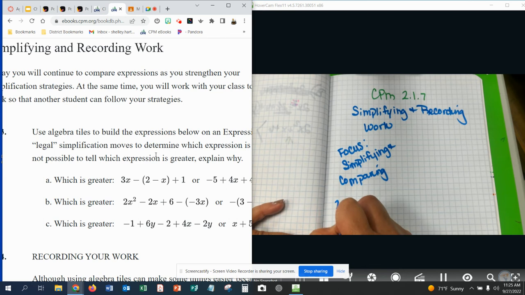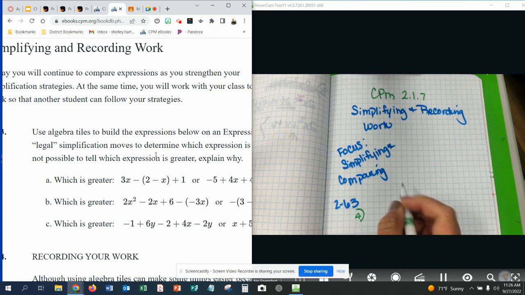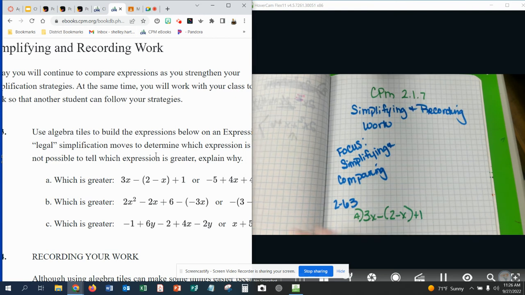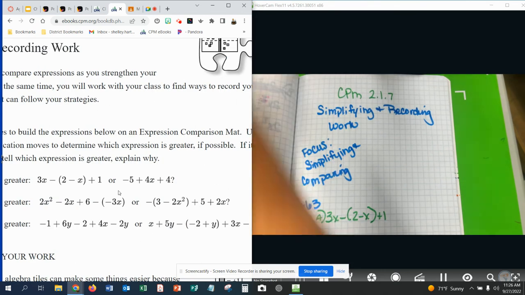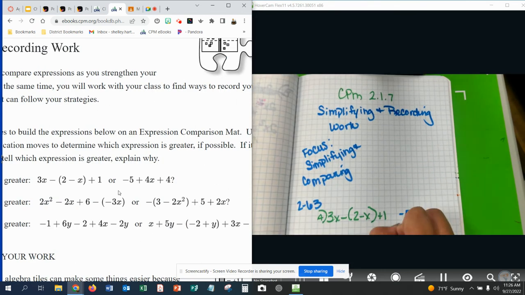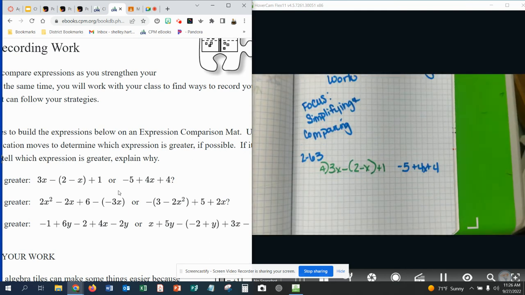So for 2-63, on A, we have the left side, and it's 3x minus 2 minus x plus 1. And then on the right hand side, we have a negative 5 plus 4x plus 4. Now, when we simplify, what are we doing? What are we doing when we simplify?